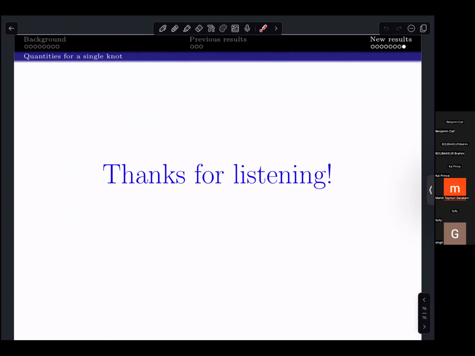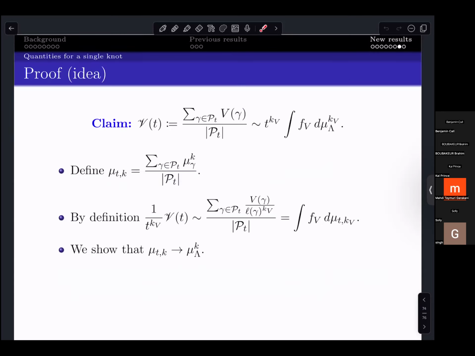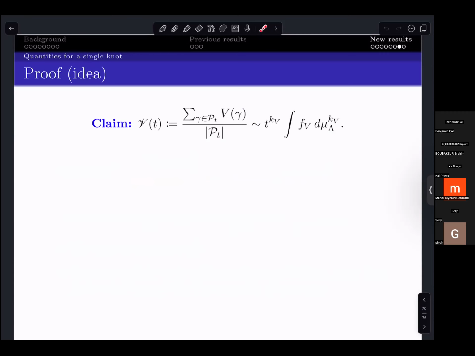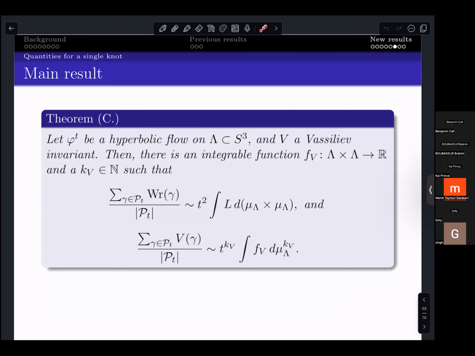Okay, so it is slightly complicated. Sorry. How does the KV depend on the order of the Vasiliev invariant? So what it is... okay. Can I draw something on the board?